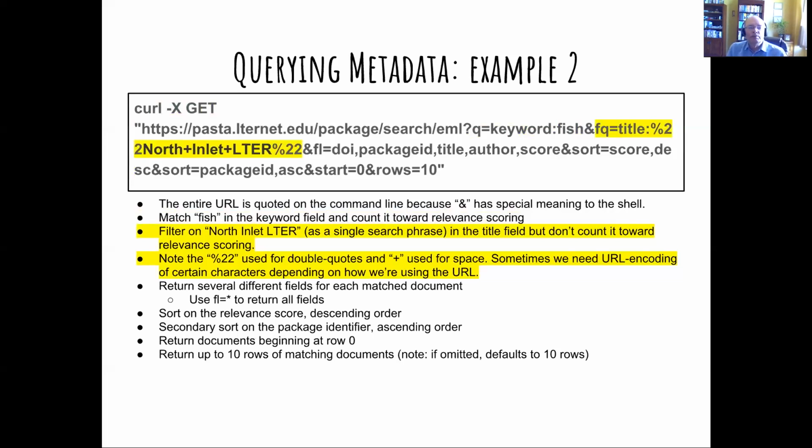We use the FQ parameter when we need to apply additional filtering to our query results, but the filtering terms do not factor into relevance scoring calculations. In this example, we want to filter our results on the search phrase North Inlet LTER as a single search phrase surrounded by quotes, not as 3 separate words. It must be found specifically in the title field, and it won't apply toward relevance scoring.